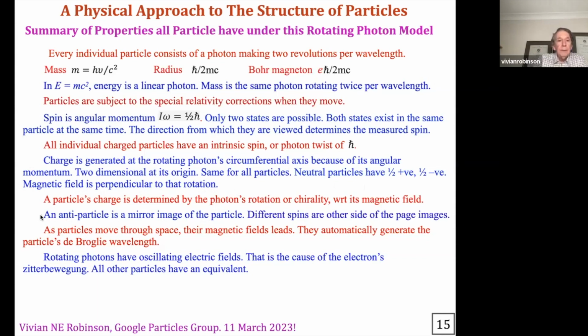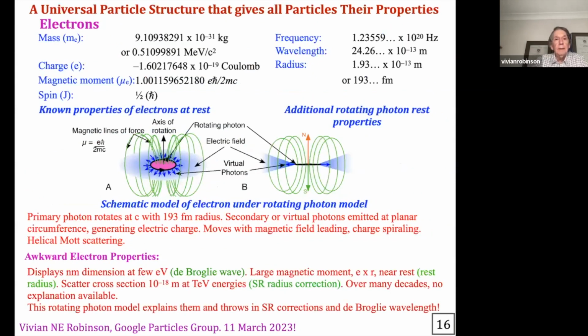An antiparticle is a mirror image of a particle. Different spins are just other sides of the mirror image of the same particle. As the particles move through space, their magnetic field leads, and they automatically generate the particle's de Broglie wavelength. Rotating photons have oscillating electric fields. That is the cause of the electron Zitterbewegung, and all other particles have equivalent oscillations. Now I'd like to briefly go through some of the particles.